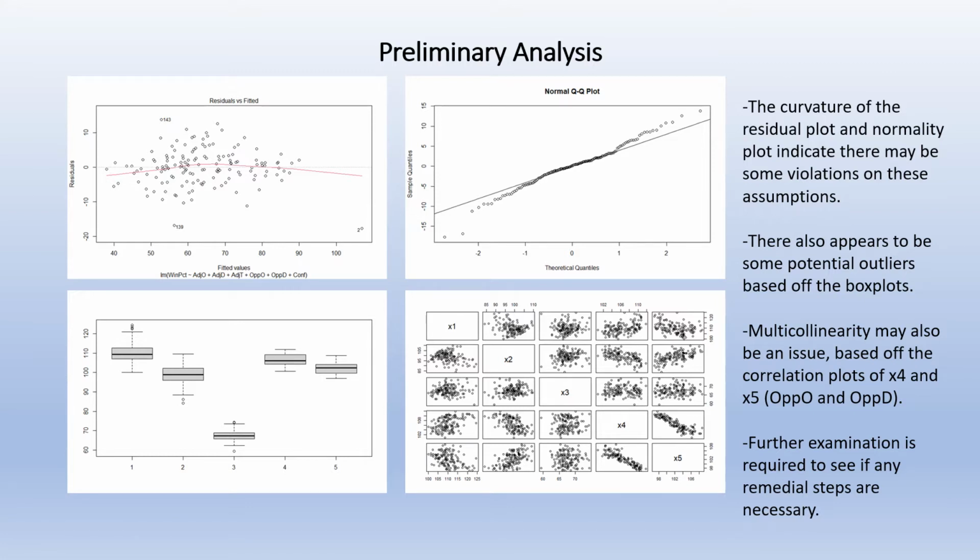So it's possible that we could just ignore these points. Now in the correlation plots, it mostly looks okay, except for the relationship between opponent's offense and opponent's defensive ratings. There definitely appears to be a linear relationship there, so there easily could be some multicollinearity, but further examination is required to see if any remedial steps are necessary for our data or model.